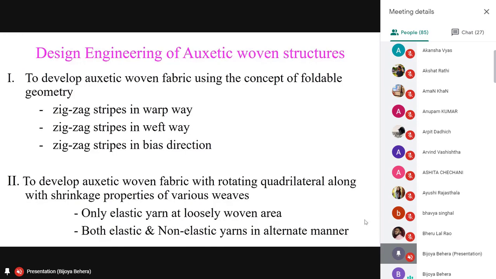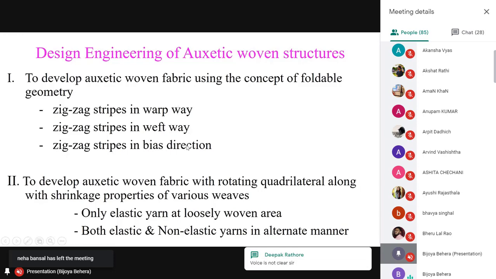The rest of the things are very, very simple. Using this method, I will show you now 9 different fabric samples and geometry. So first one is to develop auxetic woven fabric using concept of foldable geometry. In this, I have produced 3 different fabric samples: a fabric with zigzag stripes in warp way, a fabric with zigzag stripes in weft way, a fabric with zigzag stripes in both bias direction. That means other than warp and weft direction, at certain angle to warp.